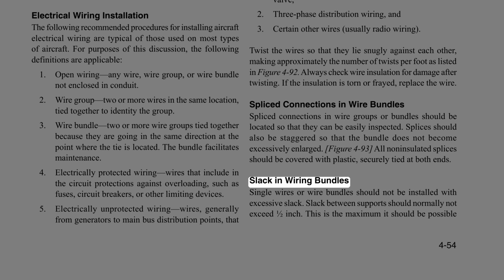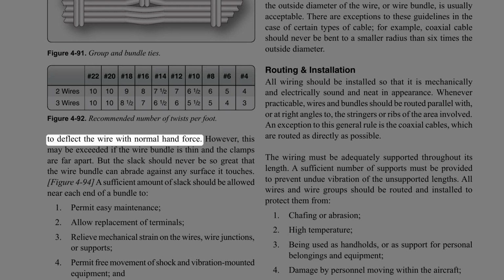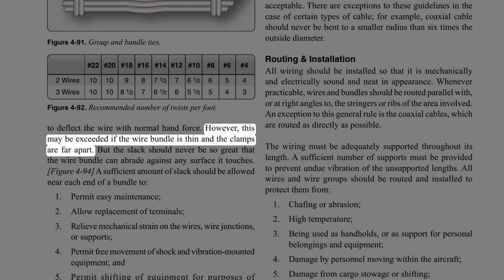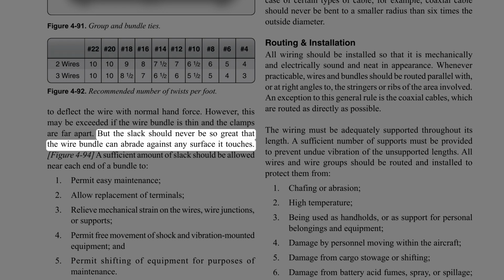Slack in wiring bundles. Single wires or wire bundles should not be installed with excessive slack. Slack between supports should normally not exceed 1/2 inch. This is the maximum it should be possible to deflect the wire with normal hand force. However, this may be exceeded if the wire bundle is thin and the clamps are far apart. But the slack should never be so great that the wire bundle can abrade against any surface it touches.